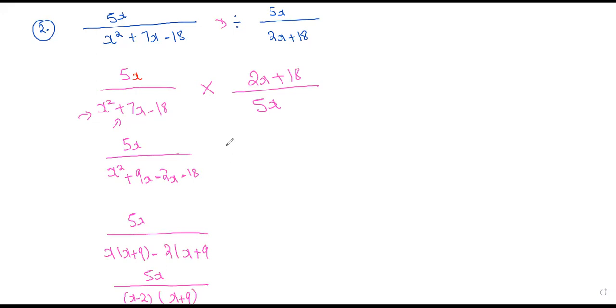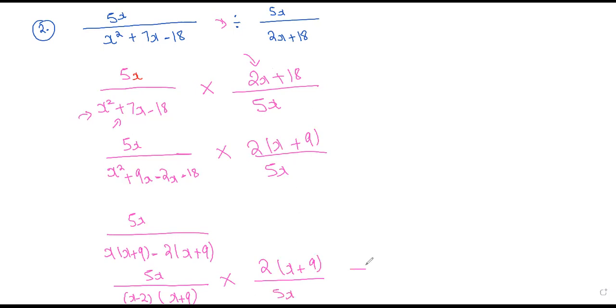Let's talk about the second one. Can we factorize the numerator of the second fraction? Yes, by taking 2 common. Very well done. So it would be x plus 9 divided by 5x. Finally we will have 2 into (x plus 9) divided by 5x.